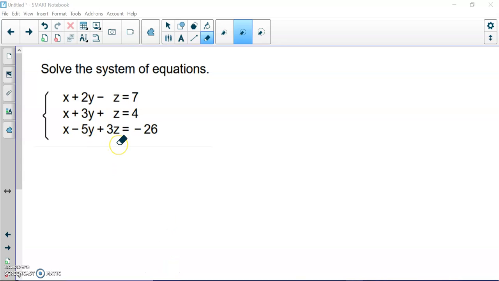Okay, so we have a 3-variable system, 3 equations, 3 unknown quantities, x, y, and z. And the directions for this problem just say solve. So you could do this really any way, and as long as you get the correct solution, that would be a credible answer because it doesn't specify how.